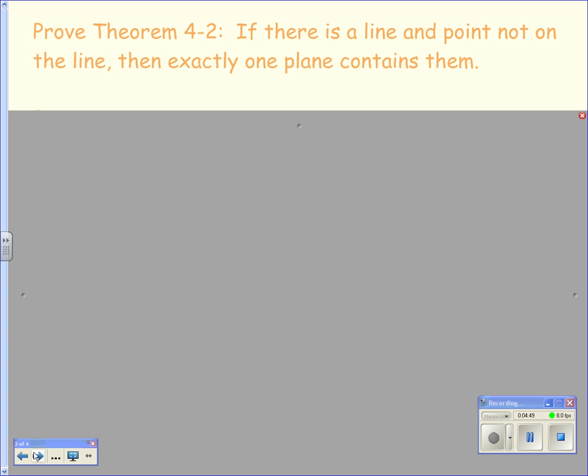Okay, so here's an example. We are supposed to prove theorem 4-2. If there is a line and a point not on the line, then exactly one plane contains them.